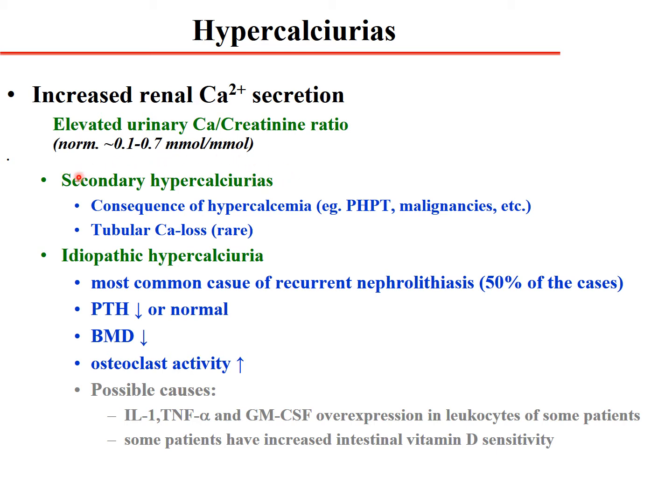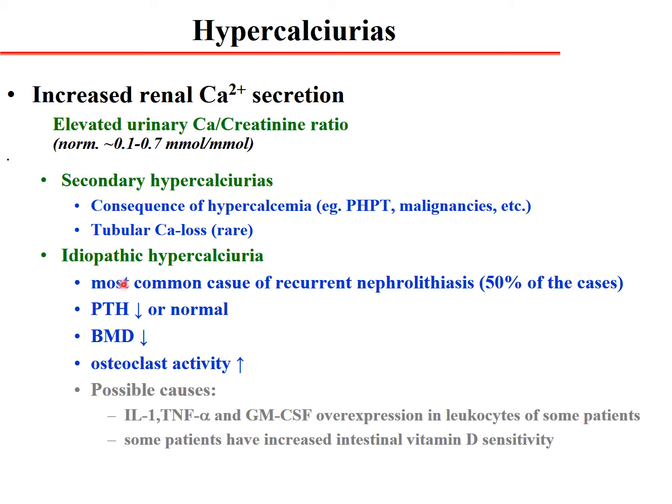The secondary hypercalciuria usually is due to some other diseases. Usually that's the consequence of hypercalcemia, such as, for example, primary hyperparathyroidism or malignancy or anything else that will cause an increase of the calcium in the serum. And another thing can happen when we do have a tubular calcium loss. That's a very rare situation.